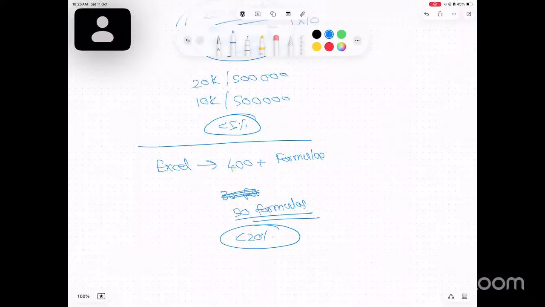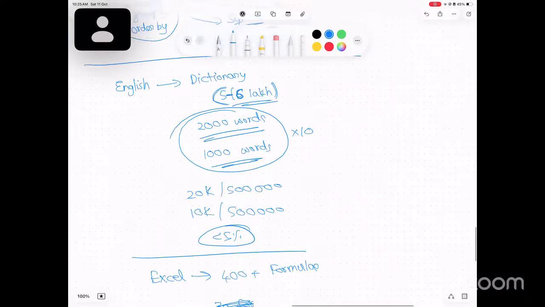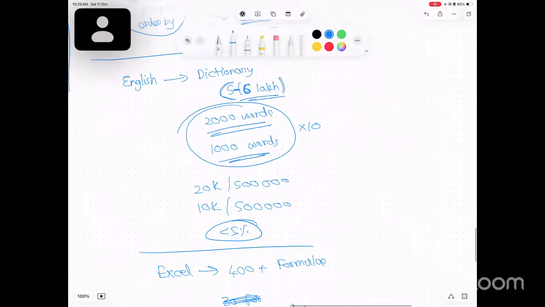There can be 400 formulas in Excel. But for you to get a job, you don't need to learn 400 formulas. You just need to know the 20, 30 most commonly used formulas. Maybe what is VLOOKUP, what is XLOOKUP, sum, average, very commonly used formulas. That's it.